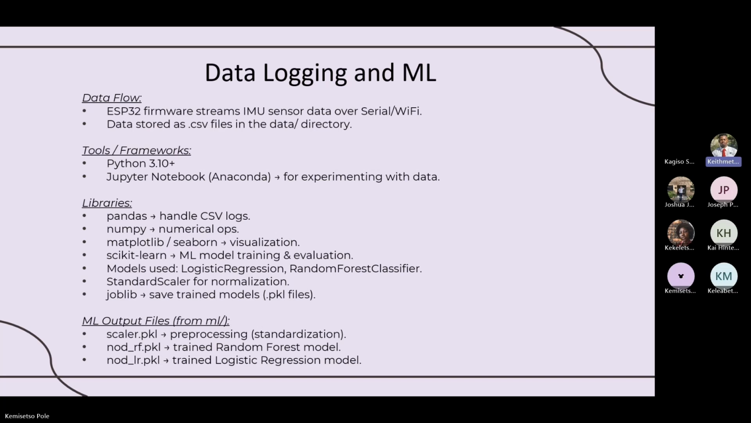We also have, under the machine learning output files, the scaler.pkl, which basically is for pre-processing or standardization. We also have the rf.pkl, which is basically for our trained random forest model. And we also have the lr.pkl, which is basically for the trained logistic regression model.